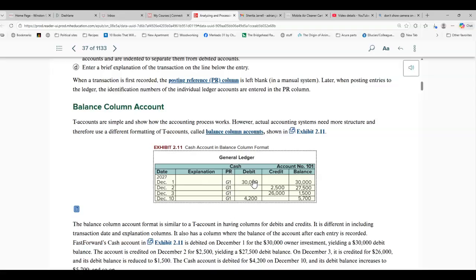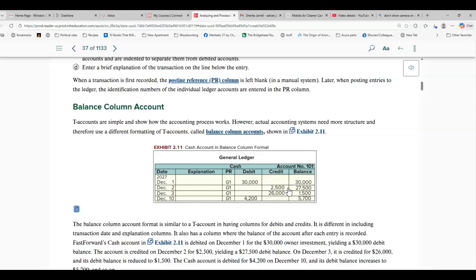But here, this is just the cash account. This gives the title and the account number, the date of the transaction, and it was a debit. So our balance now is $30,000, and the balance doesn't say debit or credit. It just says balance. You know it's a debit balance because it's the cash account. You just know that. If it was accounts payable, that would be a credit balance. But cash has a debit balance here.